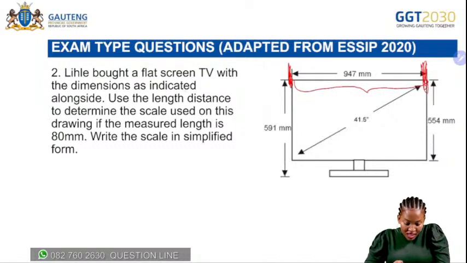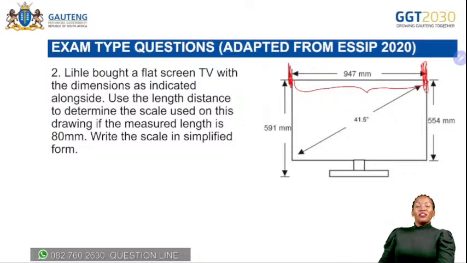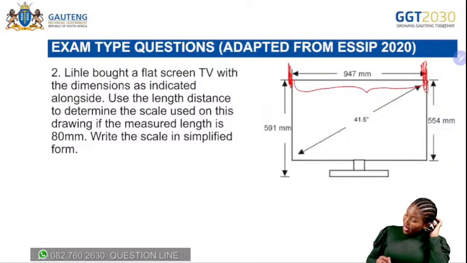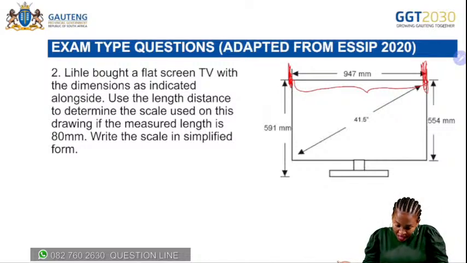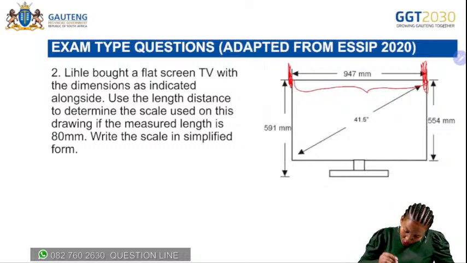They say use the length distance to determine the scale that is used on this drawing if the measured length is 80 millimeters. And write the scale in simplified form. Remember, I said sometimes you'll be given an object and you will be required to determine the scale. So the examiner here was very nice. They actually measured. They took a ruler and measured the length of the TV. When I measure here, I am getting 80 millimeters from one point. I'm measuring, guys, from here, from the point here up to there.